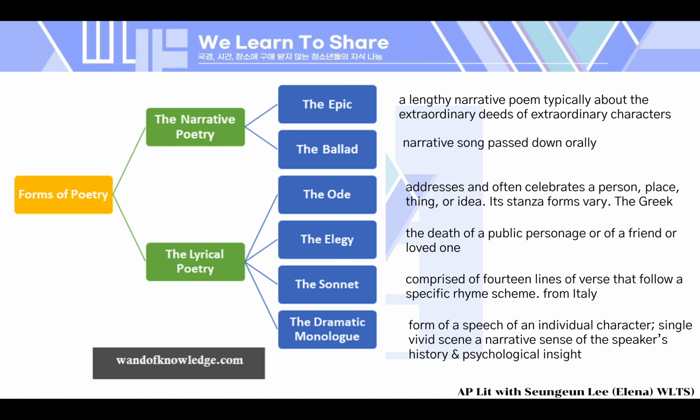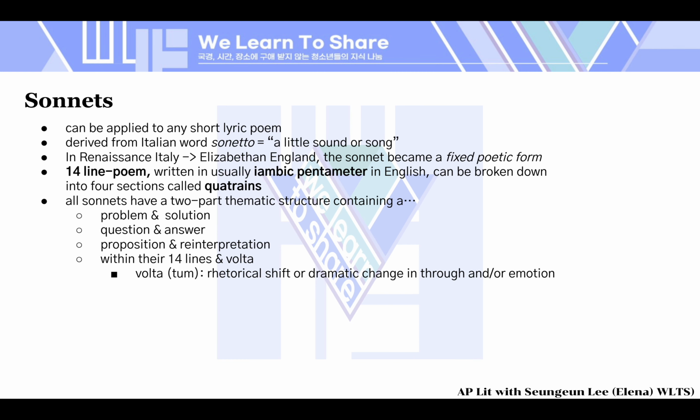And we have the sonnet, which we're going to learn about today, which is comprised of 14 lines of verse that follows a specific rhyme scheme. It's from Italy. And we have lastly the dramatic monologue, which is a form of speech of an individual character, saying a vivid scene, a nervous sense of the speaker's history and psychological insight. So let's first learn about sonnets.